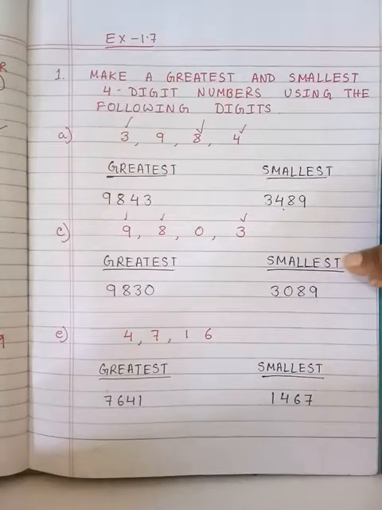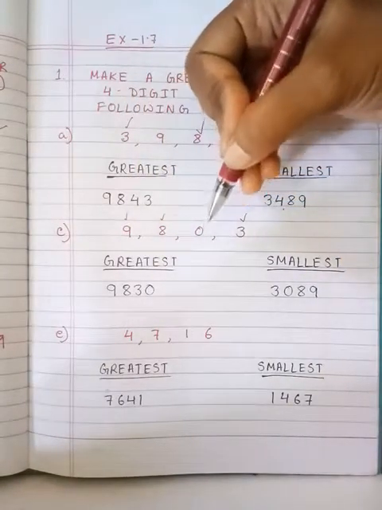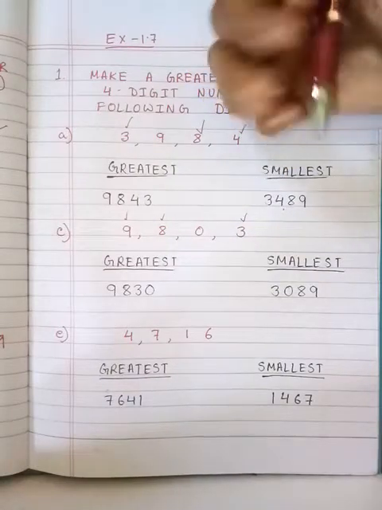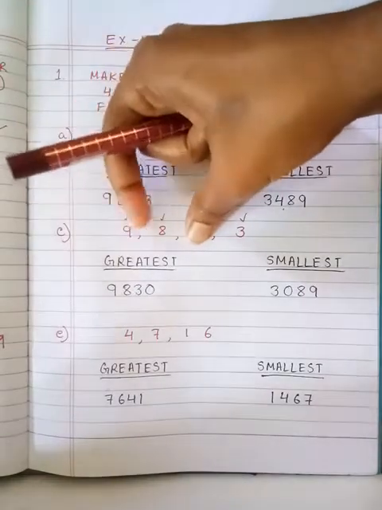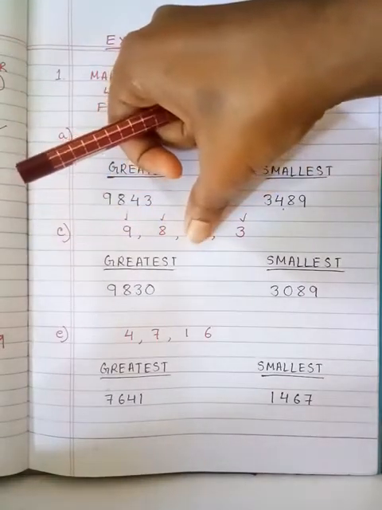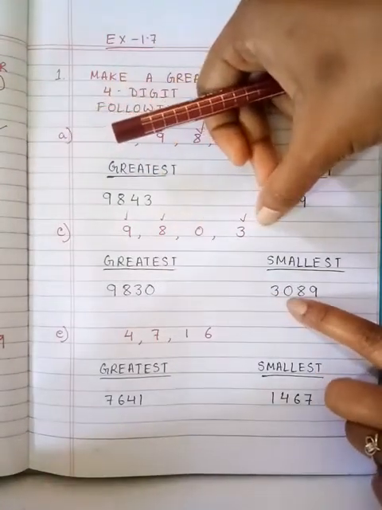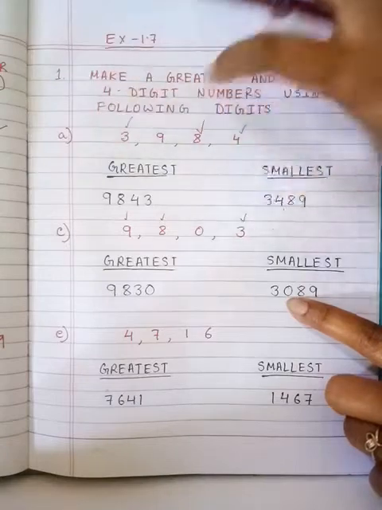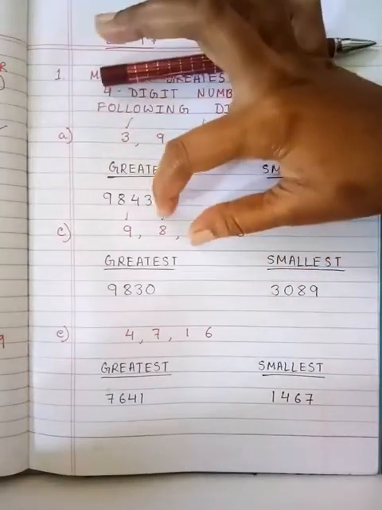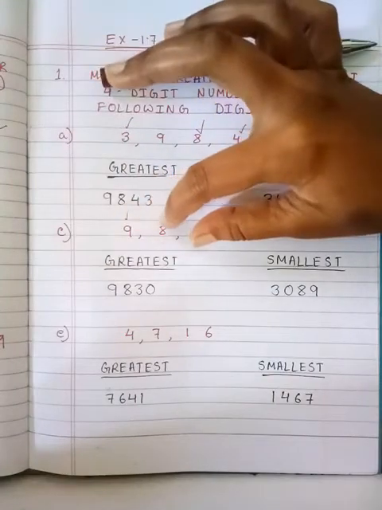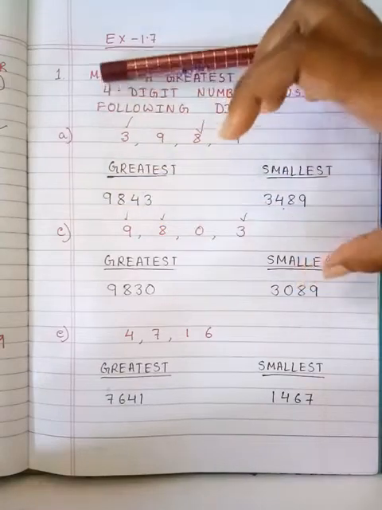Now for the smallest number. Among these numbers, 0 is smallest. But you can't start a number with 0. So, among 9, 8, 3, which one is smallest? 3 is the smallest. First write down 3. Then write down 0. So, 3 and 0 you have already written. Now the remaining numbers are 8 and 9. Between 8 and 9, which is smallest? 8 is smallest. Write down 8. After that 9.